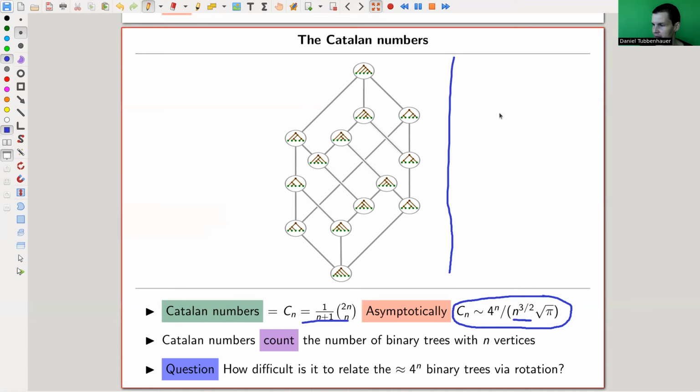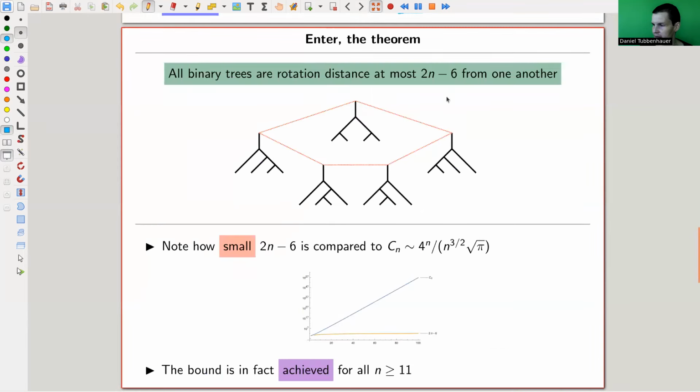It's actually not even trivial to think of why everything should be related by a tree rotation. Why don't you get something like a non-connected graph? You don't. You always have a connection, and I will ask the question, what is the maximal distance between them? How many rotations do we need to go from one binary tree to the other? I say it again, we have this ridiculous number of binary trees, so we should expect a quite large number of rotations. And it turns out that you essentially need no rotations at all.